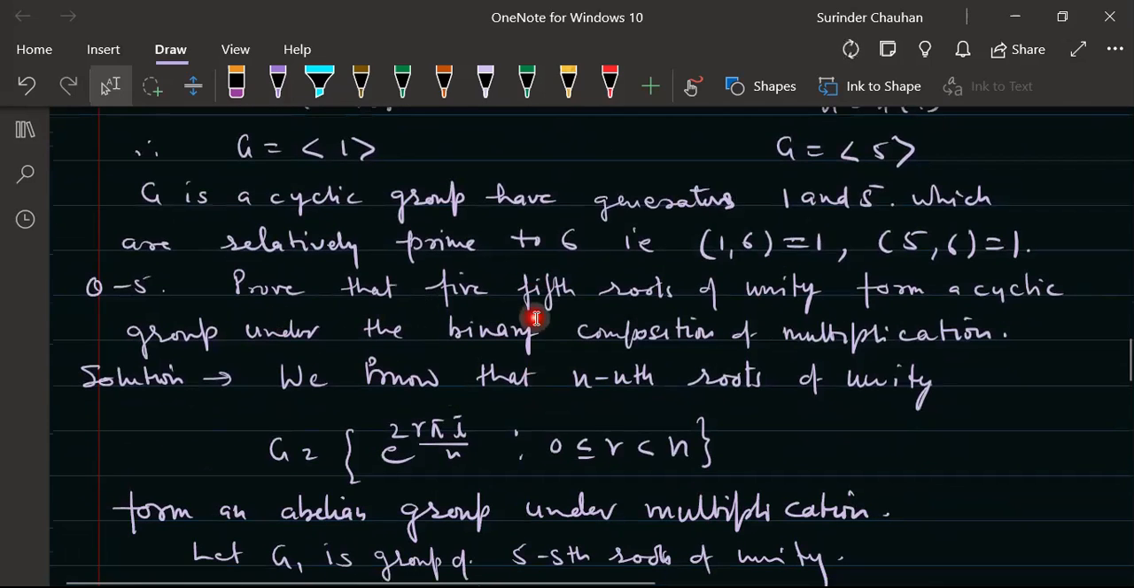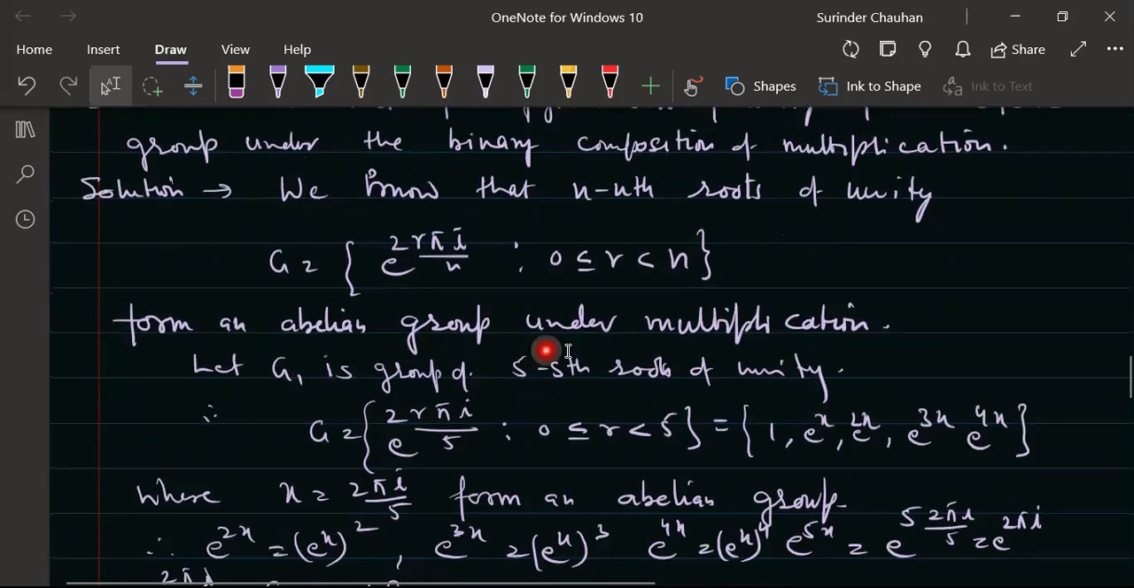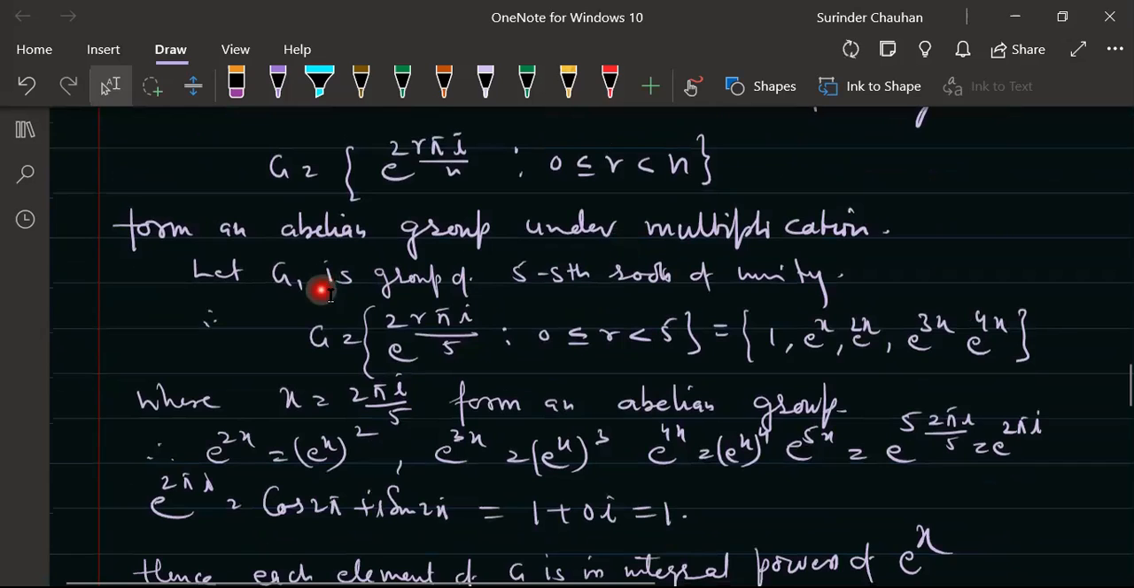Prove that the 5th roots of unity form a cyclic group under the binary composition of multiplication. We know the nth roots of unity are written as the set G of e to the power 2 r pi i divided by n, where 0 less than or equal to r less than n. It is an abelian group under the binary composition. We have proved it in the earlier lectures. From this we can conclude for the 5th roots of unity.